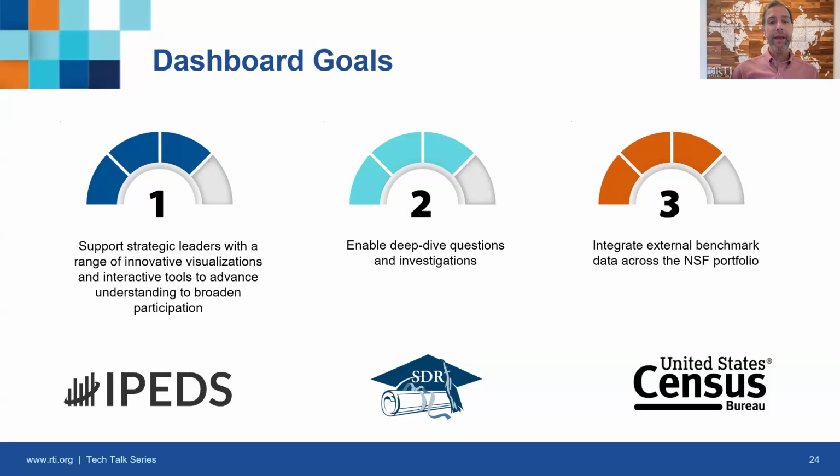The second is to enable deep dive questions and investigations. So not just to present data, but to provide tools that they could use to go further. And the third is to integrate other data across a range of sources to align to the NSF portfolio. So you see some examples of that at the bottom. We integrated IPEDS data that we just heard about, survey of doctoral recipients, as well as census data. And I'll give some examples of that as we go through.